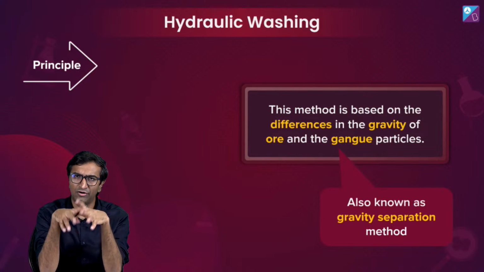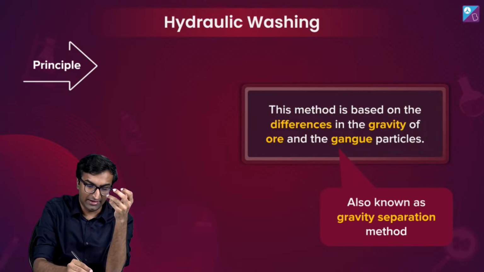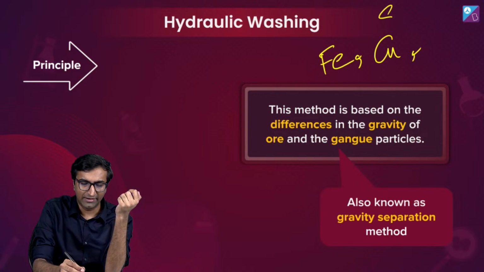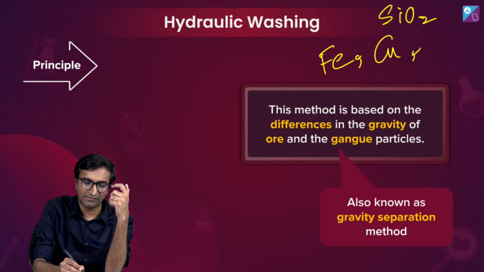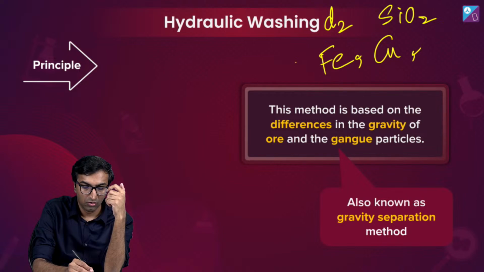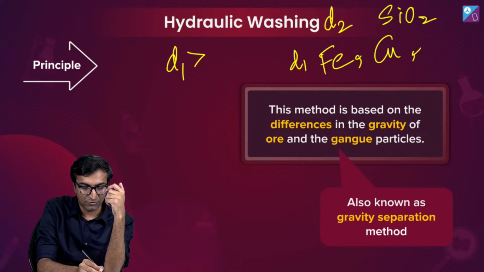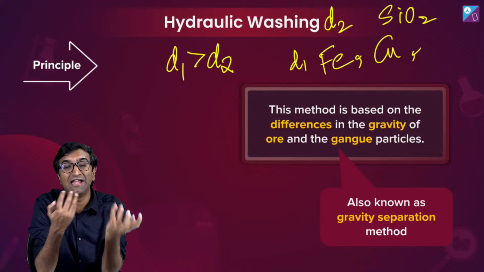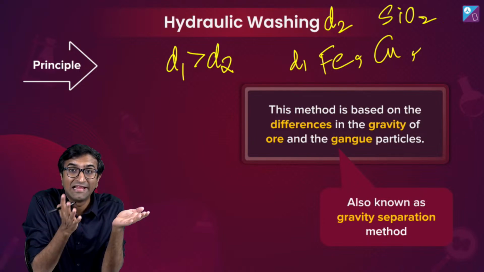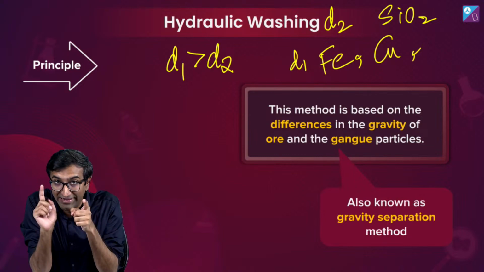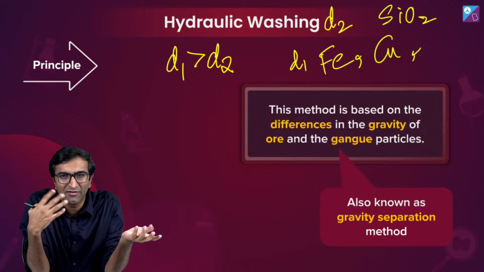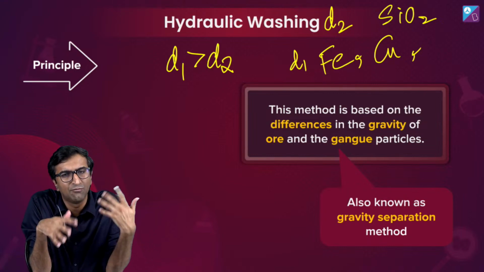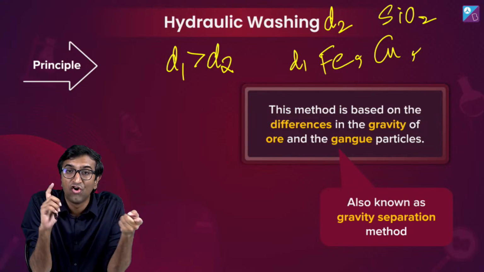For example, if you're taking some heavy metal, like iron or copper, and your gangue particles are silicon dioxide. So the densities, let's say D1 and D2, where D1 is much greater than D2. What is D? D is density. People say lighter and heavier. What they actually mean is less dense and more dense. Be careful about this. As people of science, we shouldn't use the terms lighter and heavier. I know people say it very loosely, let them. We will say more dense or less dense.